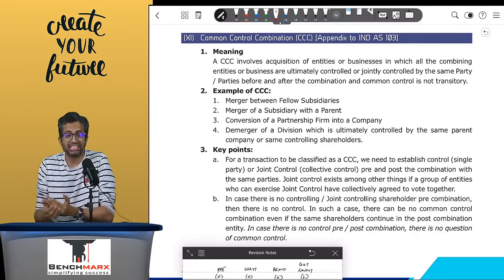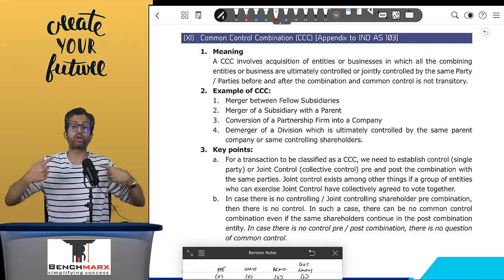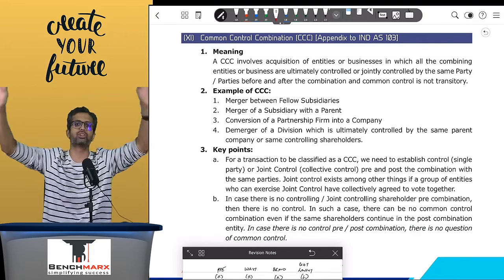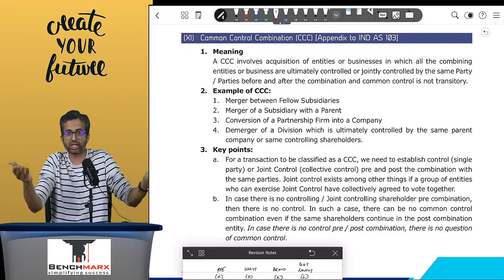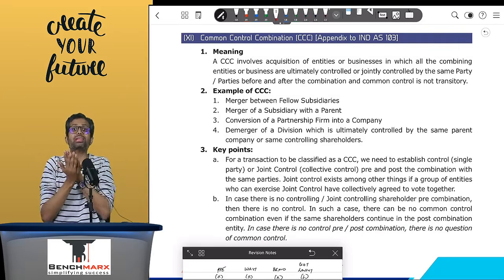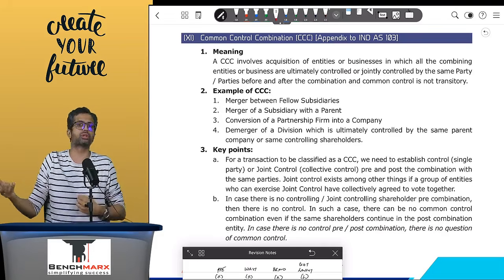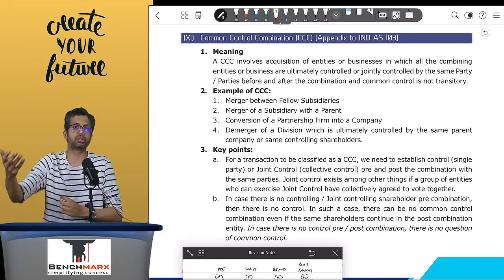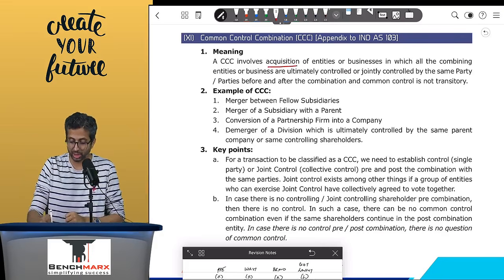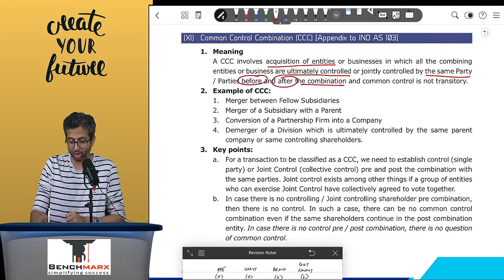However, in case both of them were controlled by the same party, let us say Pigeon, then we could have said that Duck and Swan are controlled by the same parties, and hence what is happening is just a joining or pooling of interest or a restructuring, and not really an acquisition. So over here, what does common control combination mean? It means acquisition of entities or businesses where combining entities or businesses are ultimately controlled or jointly controlled by the same parties both before and after the combination. So this is the essence.